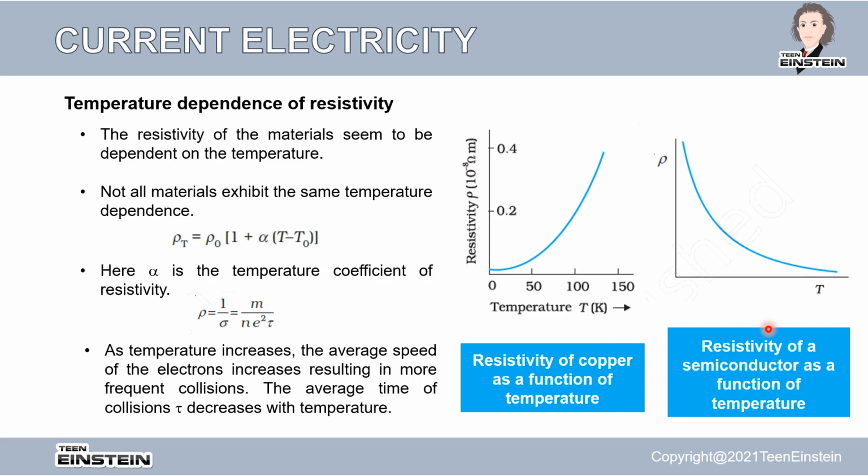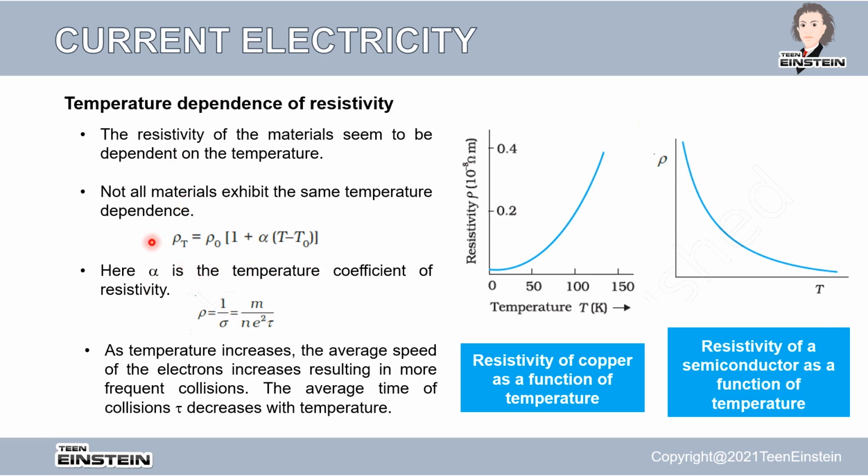But in the case of semiconductors, the free electrons or holes are the charge carriers. So when you increase the temperature in a semiconductor, you create a greater number of charge carriers. That dominates here, so the resistivity decreases when temperature increases in the case of semiconductors.